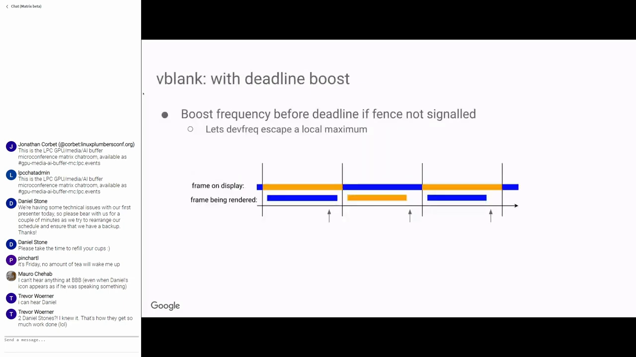So the idea is to set a deadline on the fence, which propagates through to the driver. And the GPU driver can set a timer shortly before the deadline. If it sees it's still busy, it can boost the frequency. The idea is to eventually get over that 30 FPS to 60 FPS cliff. And so, okay, now you can go to the next slide.